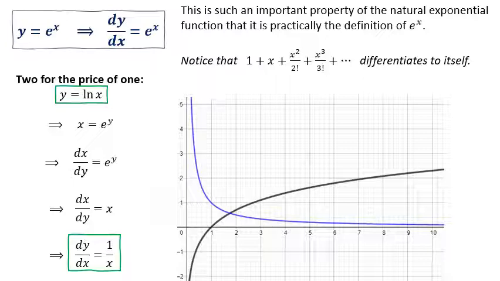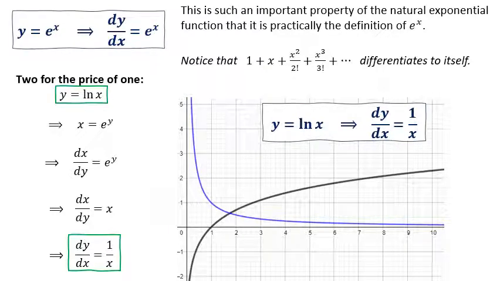And yet, as we move to the right, the ln x graph has a less and less steep, but still always positive gradient. Just like 1 over x never quite reaches 0, ln x never quite reaches a 0 gradient. This is the next really important result to write down. If y equals ln x, then dy by dx equals 1 over x.